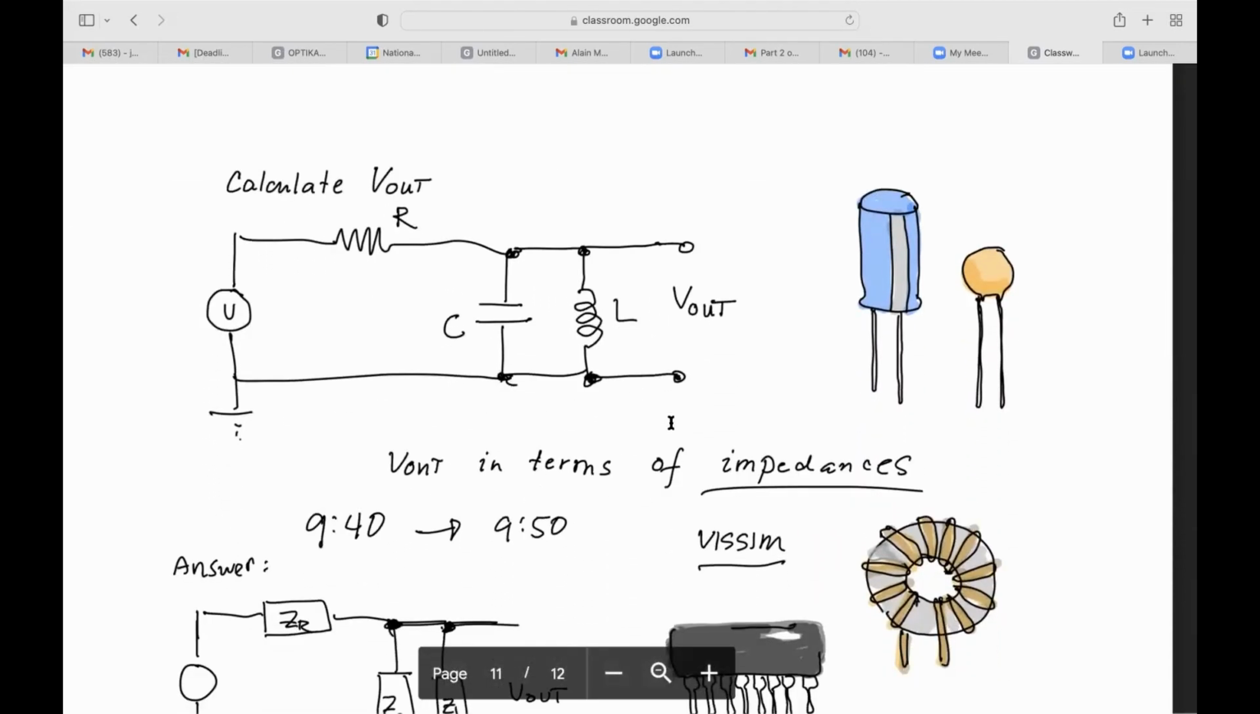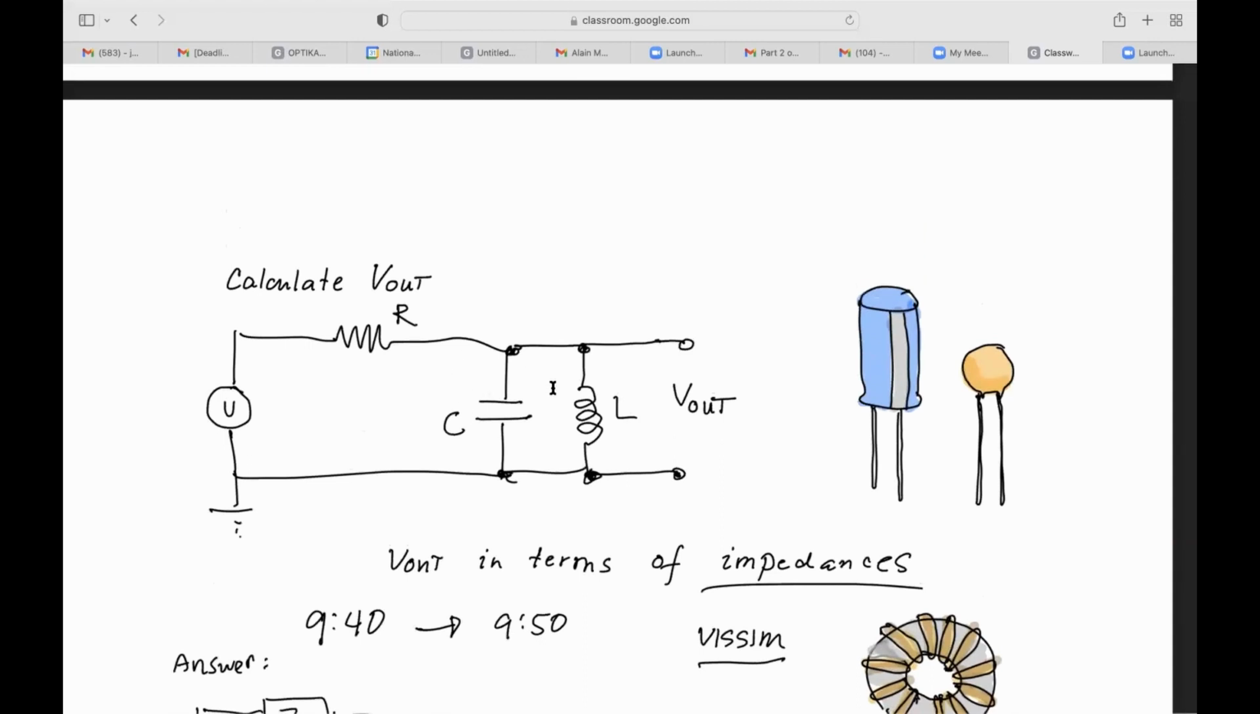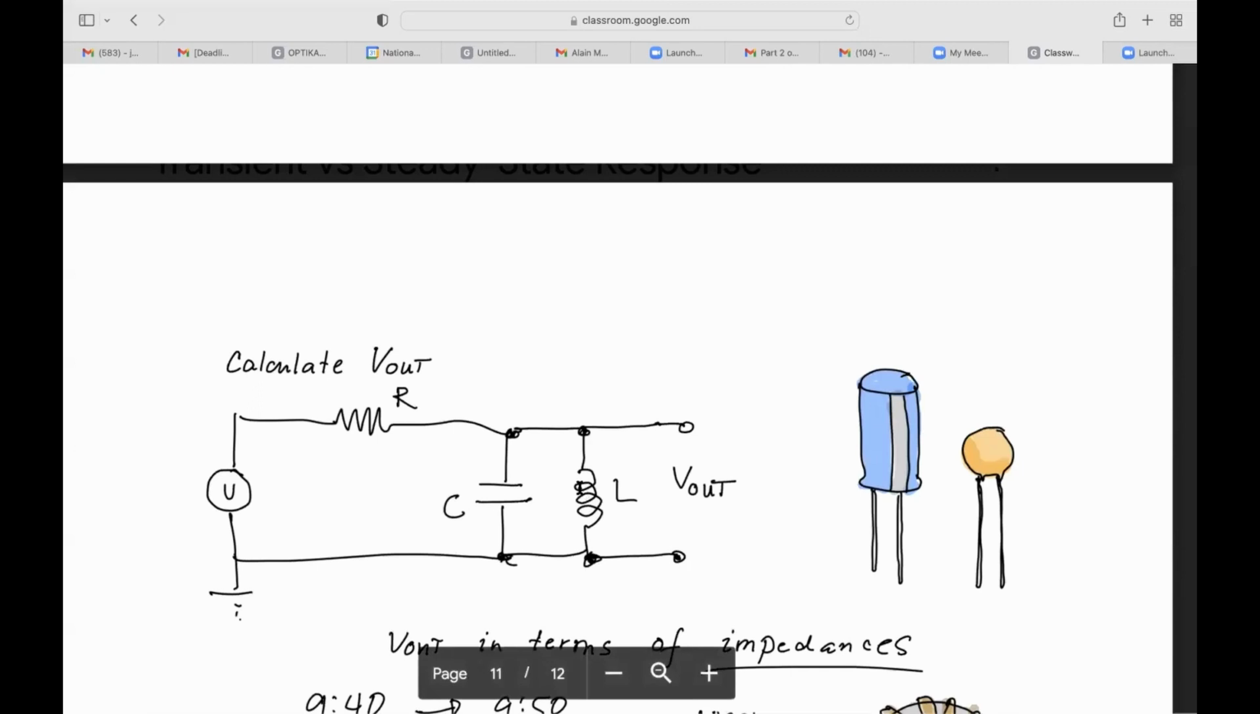And now, some exercise. Imagine you're given this circuit and you are asked to calculate what the V out is going to be. So you have a resistor, and here on the other end, a parallel capacitor and inductor. And you're going to measure the V out across here. So what is the V out in terms of impedances? You can express R, C, and L, their impedances, as frequency-dependent resistors in terms of functions of S. So the question is, what is V out if you express it in terms of ZR, ZC, ZL?